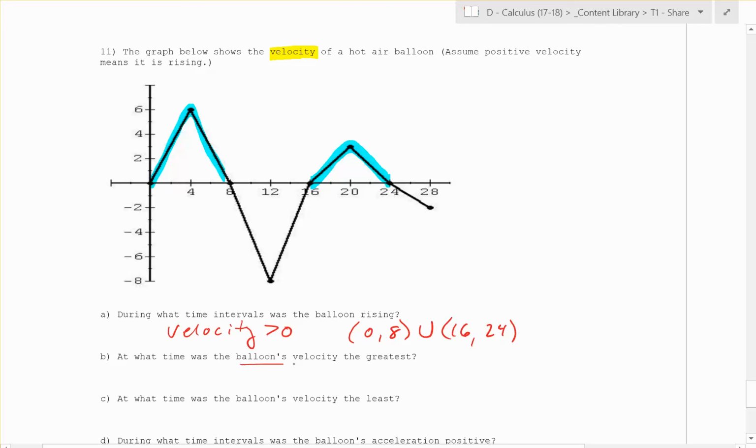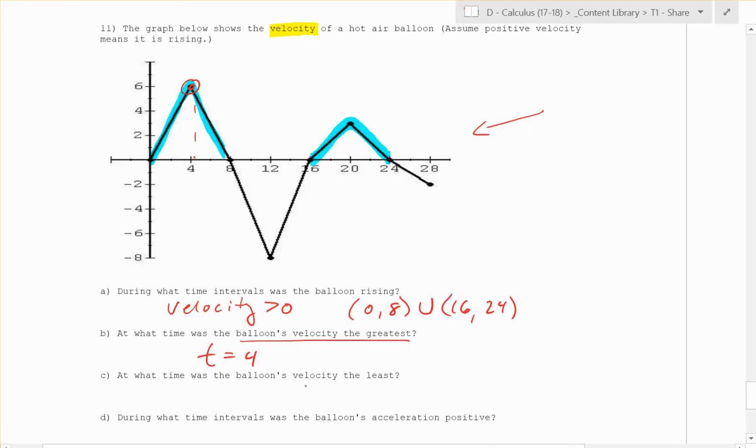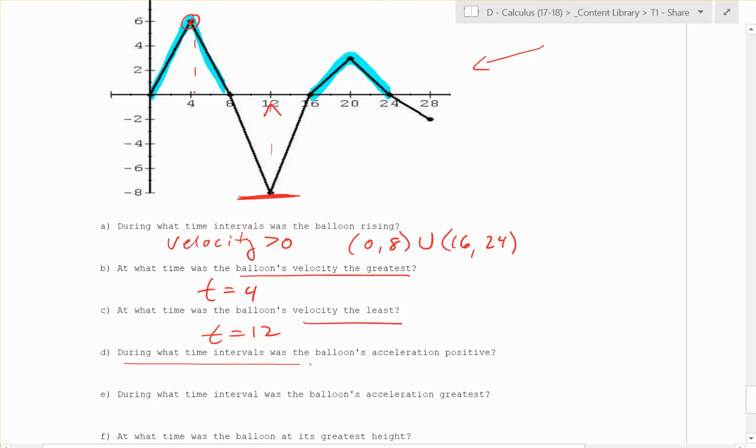And when is the velocity greatest? So if this is the velocity, when is it the highest? Well, it's going to be the highest right here, and that's at time equals 4, right there. At what time was the velocity least? That's when it's lowest. That's going to be right here, and that's at 12. So time equals 12.